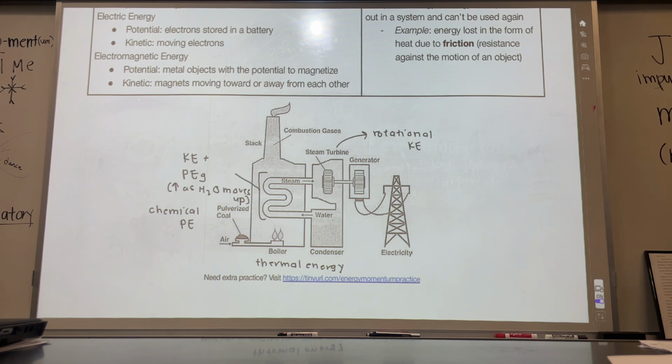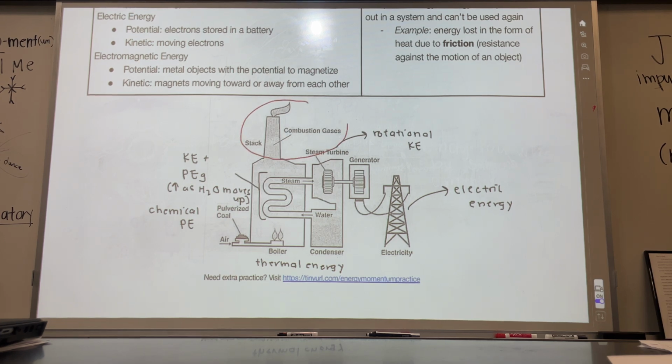Generator is something we're going to return to in a later unit on electromagnetism. But all you need to know right now is when the steam turbine rotates, it also rotates something within the generator, and the generator in turn is going to create our electrical energy. So I'm going to say electric energy.